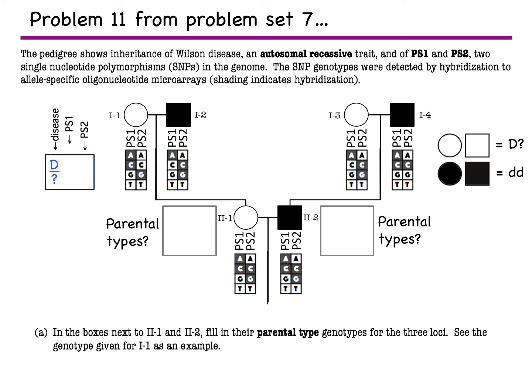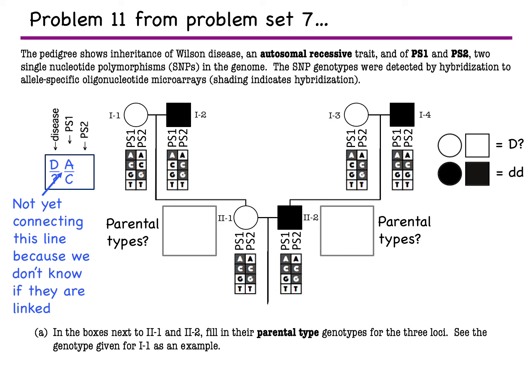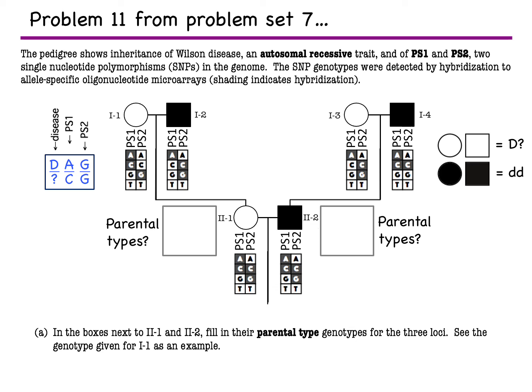So we can write that down. Again, the person carries at least one dominant allele, the non-disease causing allele. We don't know if that person's a homozygote or a heterozygote. The person's an AC heterozygote at polymorphic site 1, and a GG homozygote at polymorphic site 2. Just a couple of points here. I'm not yet connecting these with a line because we don't yet know if the polymorphic sites are linked to the disease causing allele, and we don't know anything about the phase at this point in individual 1-1. So all we know is the genotype, and that's all I'm writing down here.